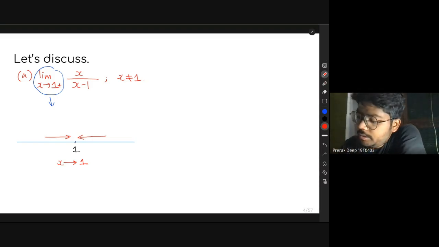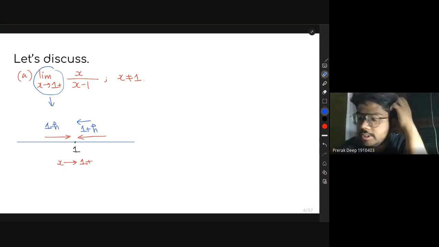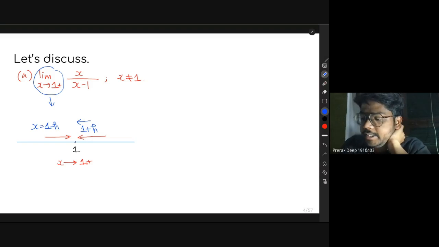So when we say it is 1 plus, that means the values that are approaching from the right hand side can also be thought of as of the type 1 plus h. If you are approaching from the left hand side, your value is smaller than 1, so in that case we say it is 1 minus h, and we say that h is tending to 0.